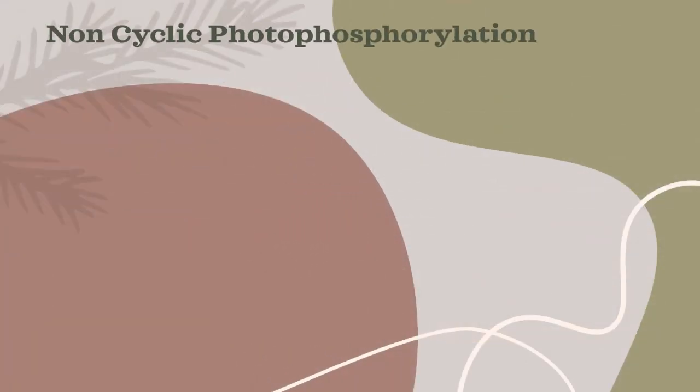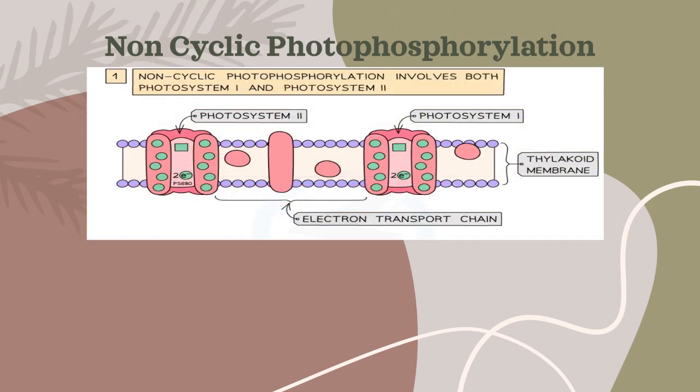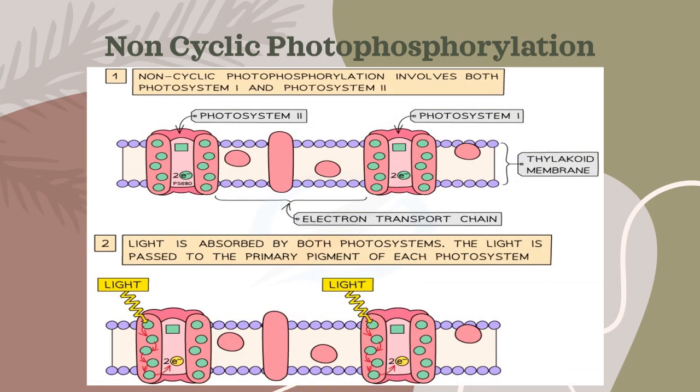Now we're going to learn about non-cyclic photophosphorylation. What happens in non-cyclic photophosphorylation? It involves both photosystem 1 and photosystem 2, as I told you before. Photosystem 1 comes before, which is P700, normally.